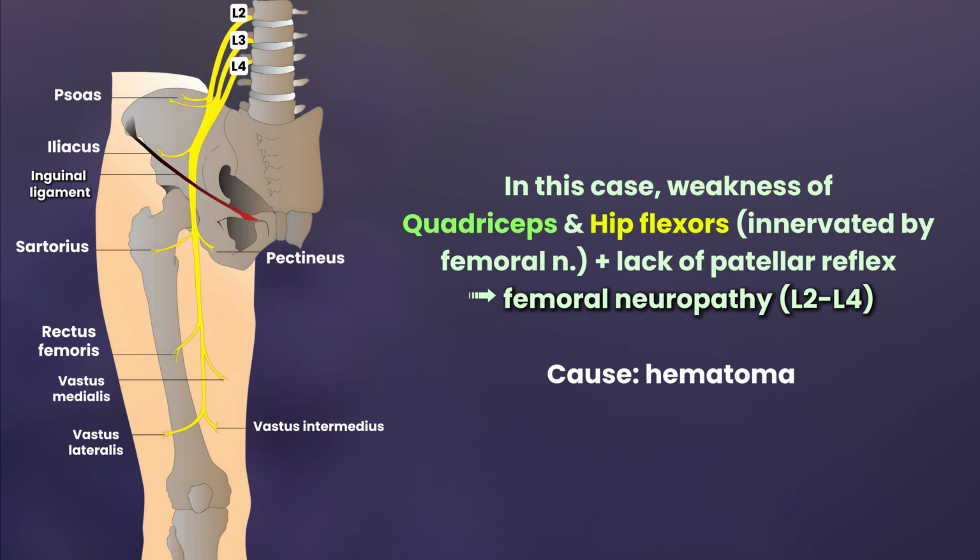In this case, weakness of the quadriceps muscles and hip flexors, which are innervated by the femoral nerve, and lack of patellar reflex suggest femoral neuropathy. The cause of the neuropathy in this case is a hematoma, secondary to trauma, compressing the femoral nerve. Because both the hip flexors, L2 to L3, and the quadriceps muscles, L3 to L4, are involved, the nerve is affected above the inguinal ligament.